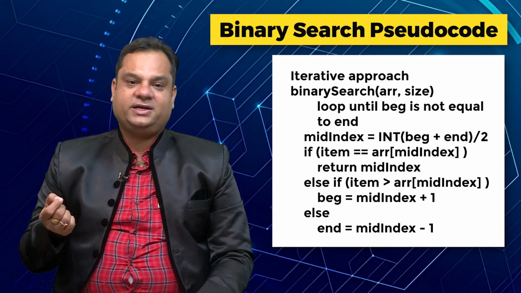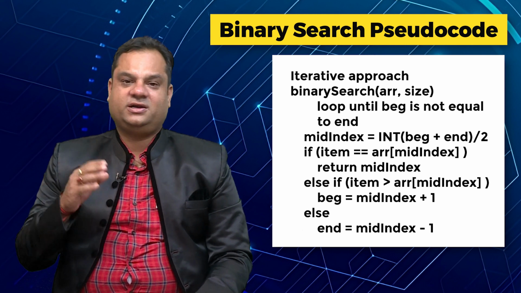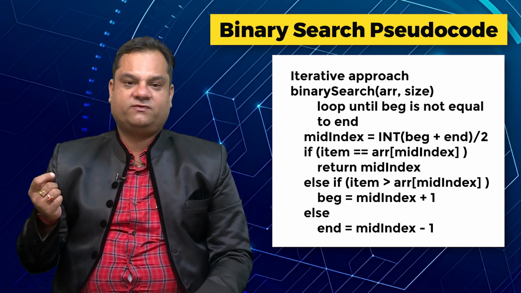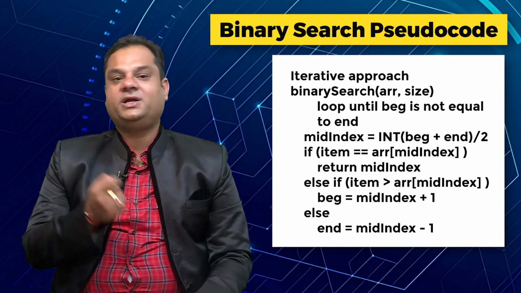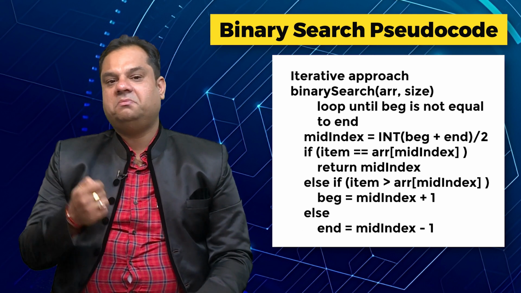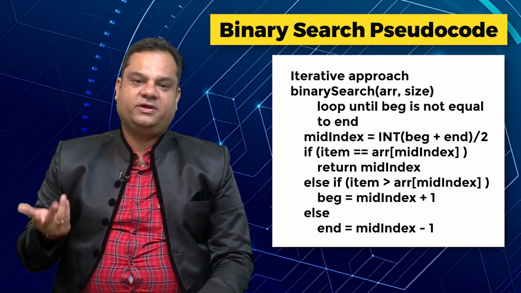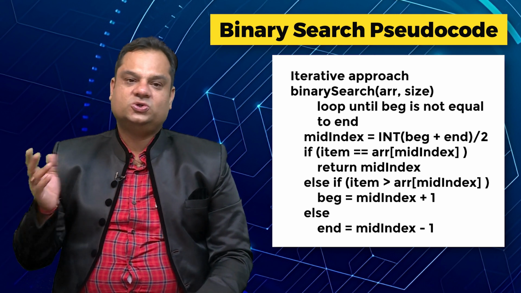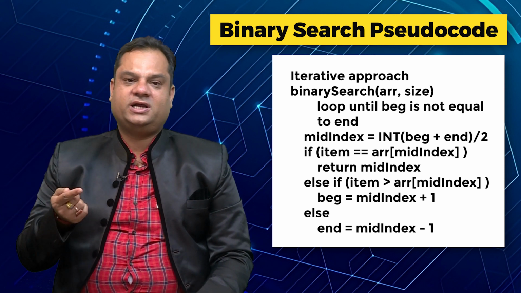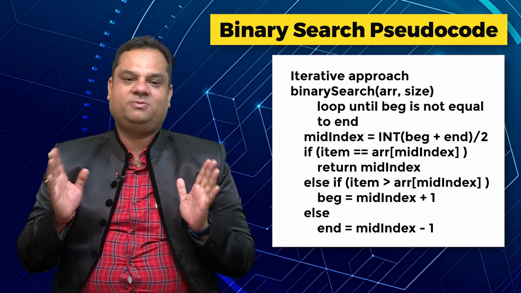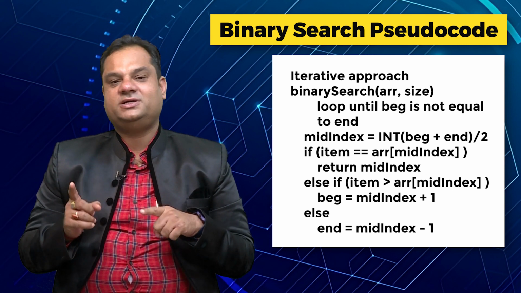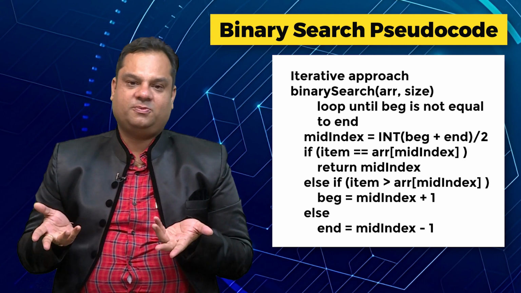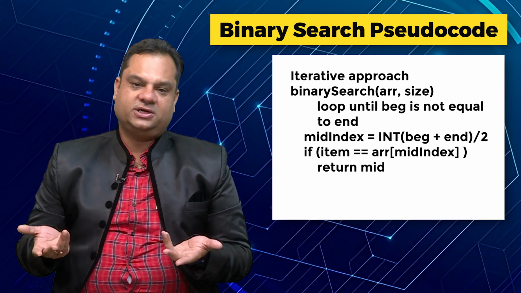Otherwise, you have to compare the item, either greater or lesser. So you put the condition: if item is greater than array of mid index, here you update the beginning pointer with the help of mid index plus 1. Otherwise, the end pointer will be updated with mid index minus 1. So when you search any item and it is matched at the middle position, you don't update any pointer. But if item is less than or greater than, you have to update the beginning or end pointer as per the condition.